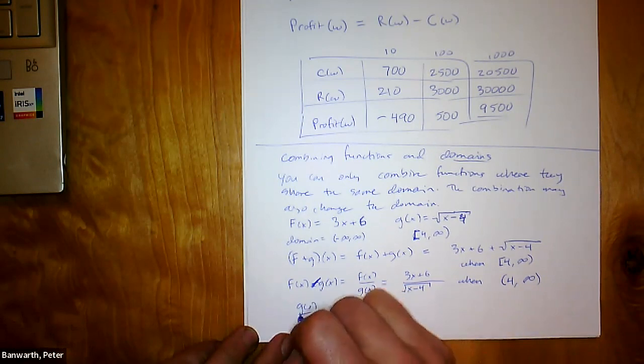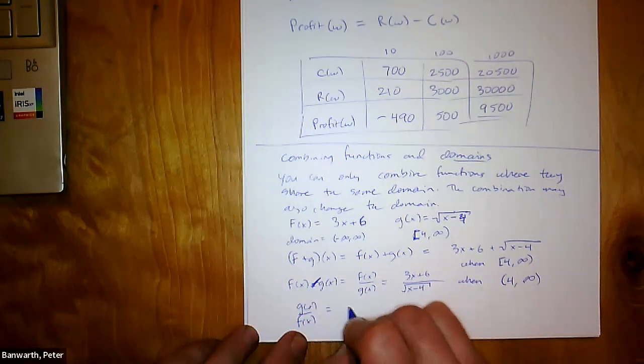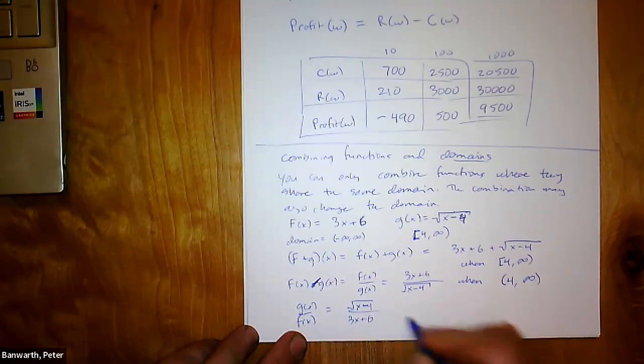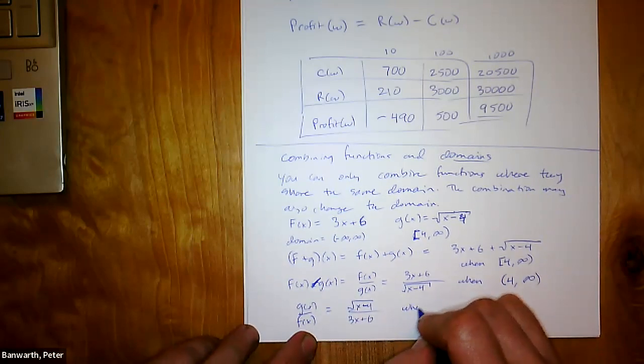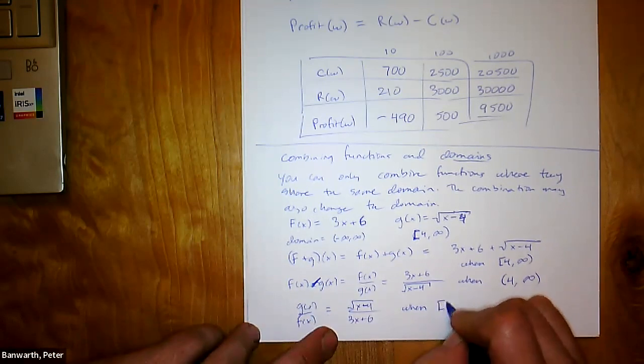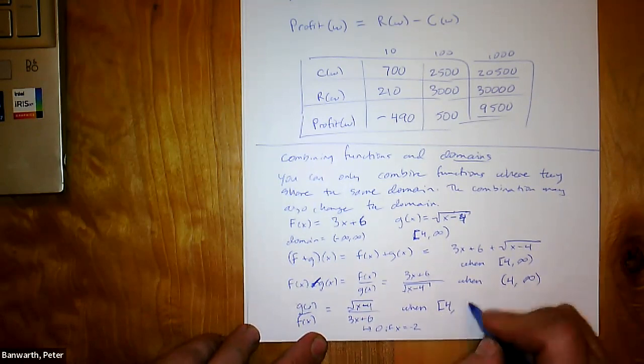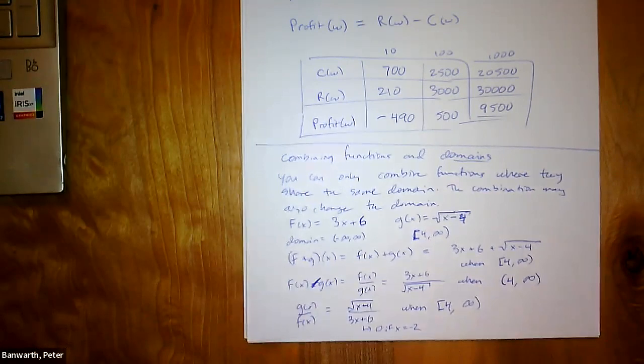I could look at g of x over f of x, which is the square root of x minus 4 over 3x plus 6. Okay, so I can put 4 in again. I have to worry about this being 0. This is 0 if x is -2. But that's not going to be a problem because I can't get down to -2 anyway. So my domain is 4 to infinity.